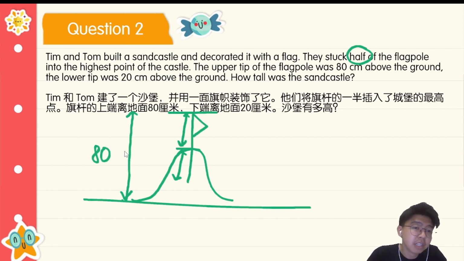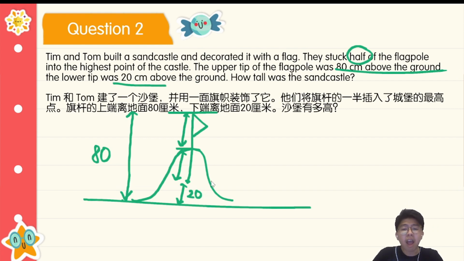And next will be the lower tip was 20 cm above the ground. So this is the lower tip here. So this part is actually 20 cm. And how tall was the sandcastle? So you can definitely see this is the sandcastle, right? So this is what we need to find.